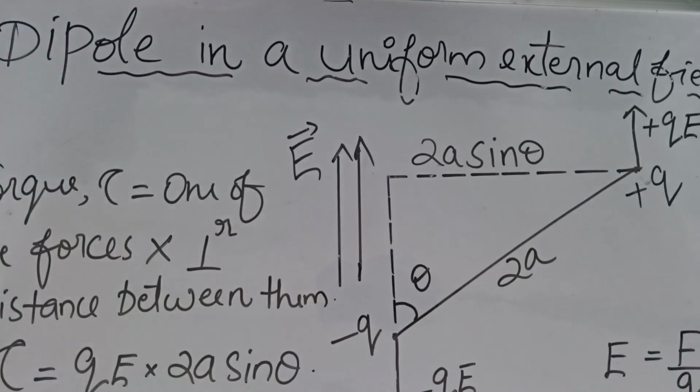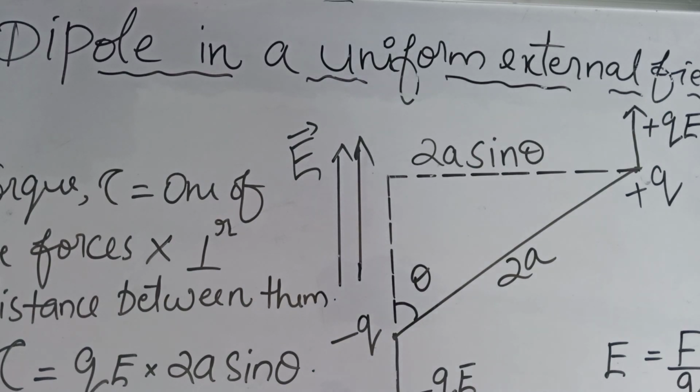The next portion is dipole in a uniform external field. So we have to place a dipole in a uniform electric field. Then what will happen? What is a uniform electric field or uniform external field? When we are considering a region and there we consider an electric field, the intensity of the electric field will be the same throughout that region. Such a region is called a uniform electric field.